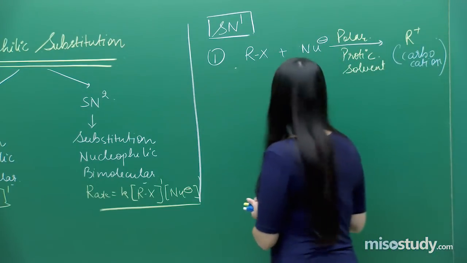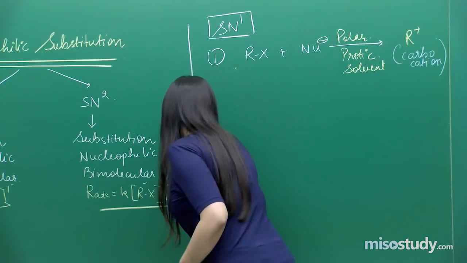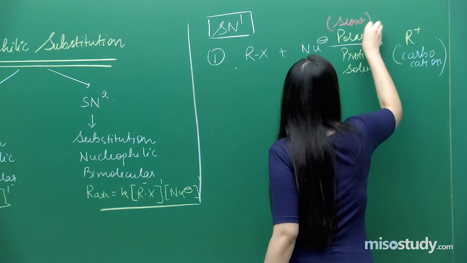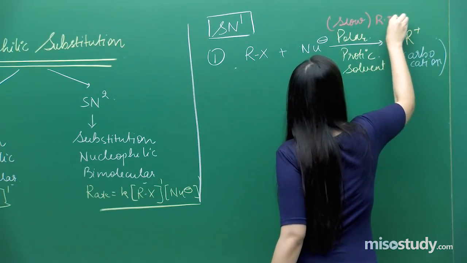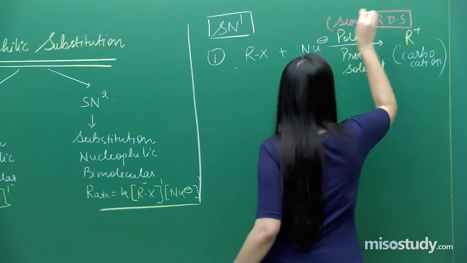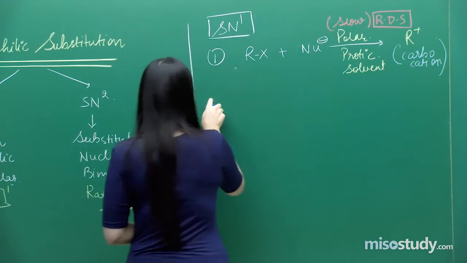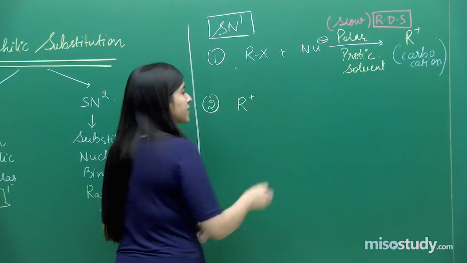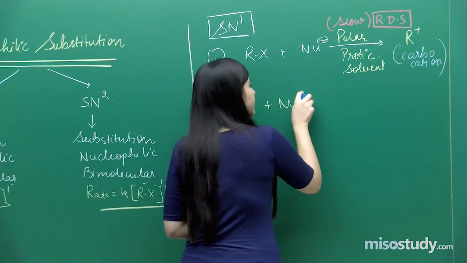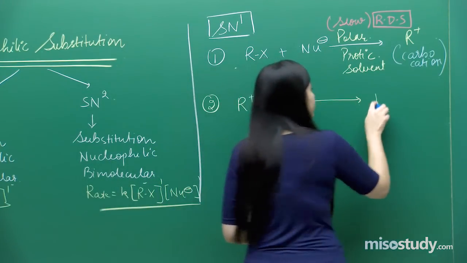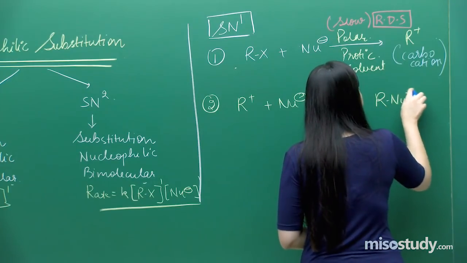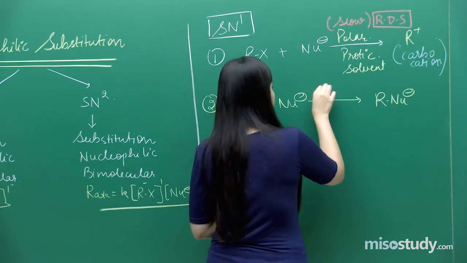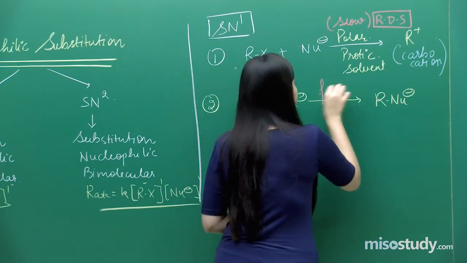That was the first step, and indeed this is nothing but the slow step with which I consider my rate equation, the rate determining step. Fine. Step 2. The carbocation then reacts with the nucleophile and we get our desired product. Fine.